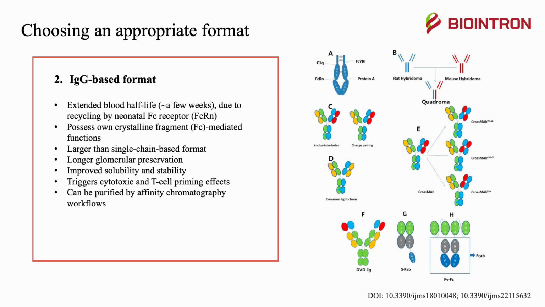The second type of format is IgG-based. They have an extended blood half-life of about a few weeks due to recycling by neonatal Fc receptor. They possess their own crystalline fragment-mediated functions. They have a larger size than the single-chain-based format and a longer glomerular preservation. They also have improved solubility and stability, and trigger cytotoxic and T-cell priming effects, as well as being able to be purified by affinity chromatography workflows.